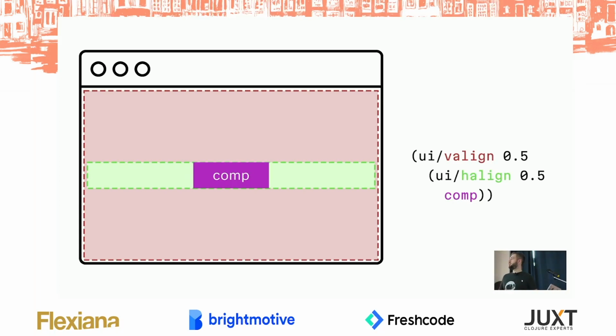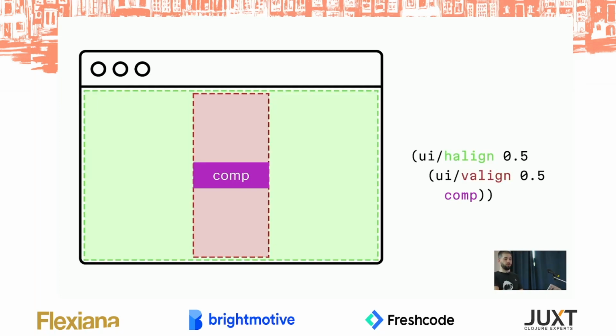Yeah, so h-align does the same thing, but horizontally. It consults the child, how wide it is, and then centers it. And if you put one into another, you end up with a centered component. Or you can swap them, there's no problem. You can do it this way or the other way. Both work.